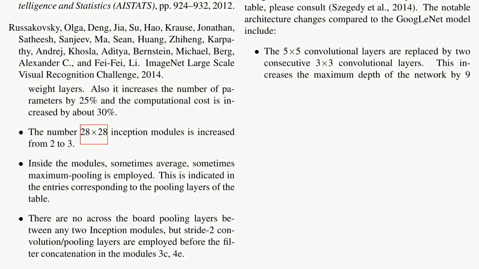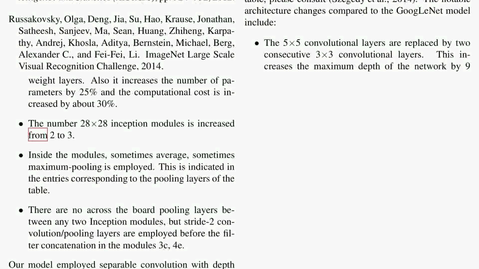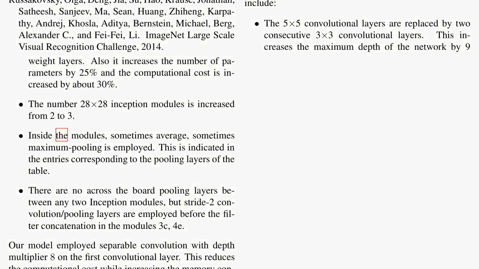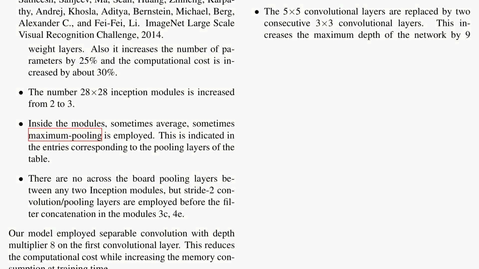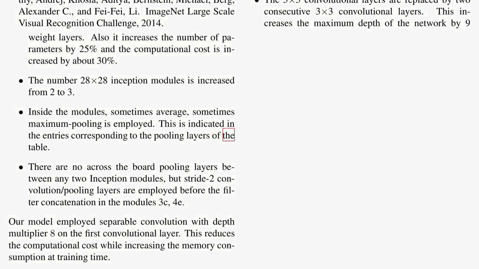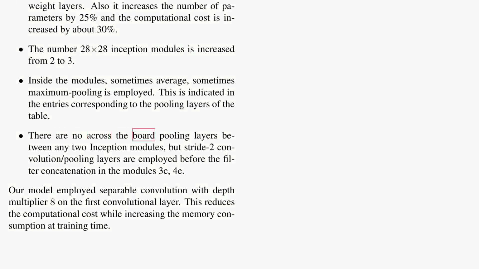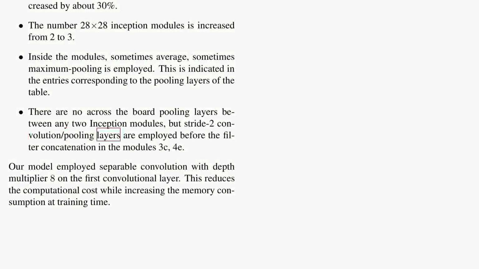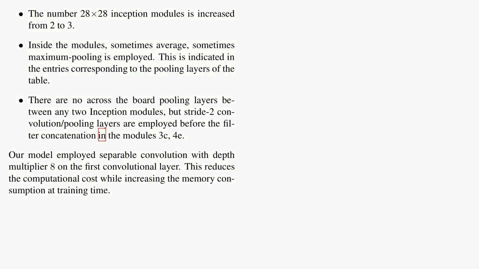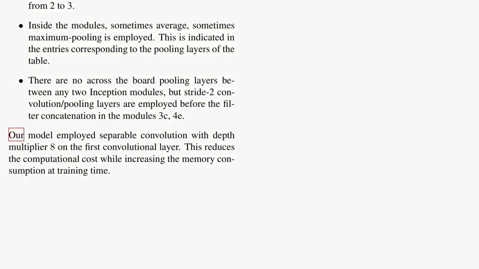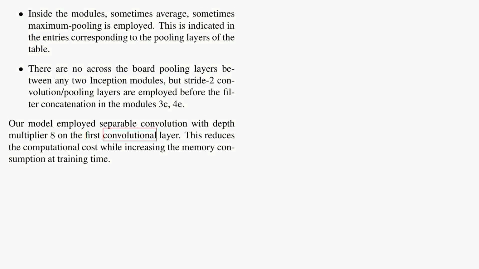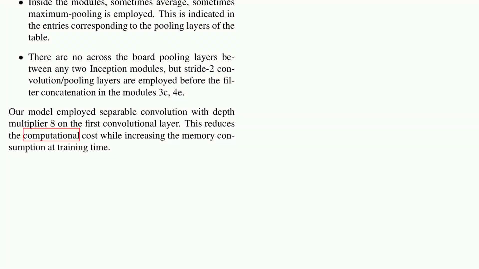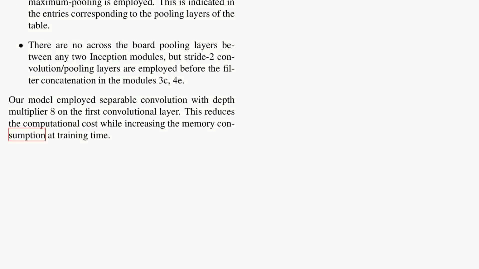The number of 28x28 inception modules is increased from 2 to 3. Inside the modules, sometimes average, sometimes maximum pooling is employed. This is indicated in the entries corresponding to the pooling layers of the table. There are no across-the-board pooling layers between any 2 inception modules, but stride 2 convolution/pooling layers are employed before the filter concatenation in modules 3c and 4e. Our model employed separable convolution with depth multiplier 8 on the first convolutional layer. This reduces the computational cost while increasing the memory consumption at training time.